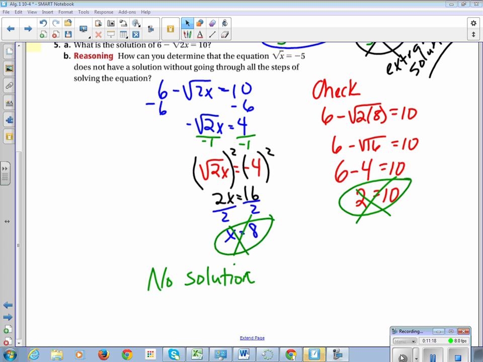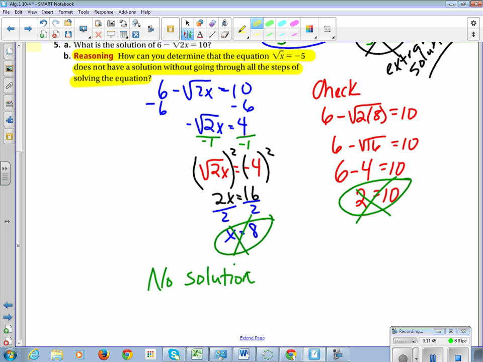And let's look at the reasoning to kind of noodle our way through this. How can you determine that the equation square root of x equals -5 does not have a solution without going through all the steps of solving the equation? We're going to look at square roots as far as what's not allowed. What do you think, Nathan?